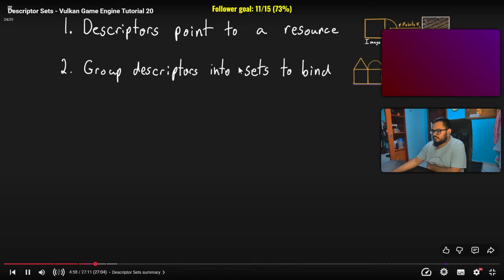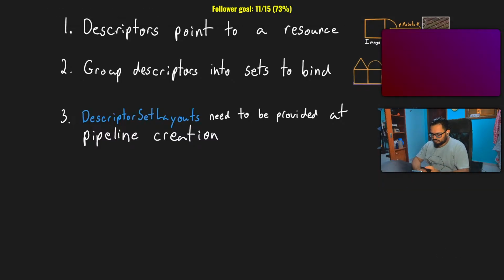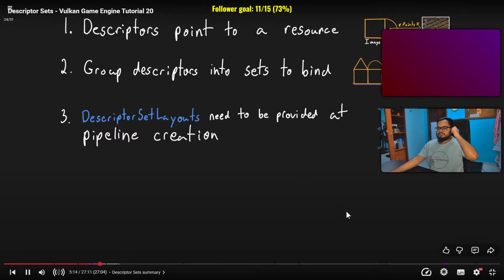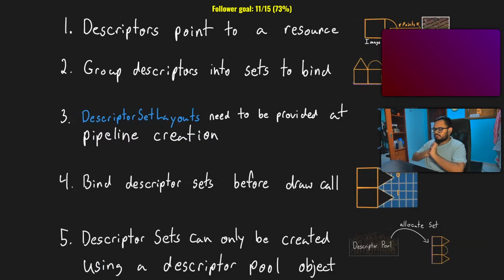Descriptors need to be grouped into sets before being bound, so in Vulkan you cannot bind an individual descriptor. A descriptor set layout is like a blueprint that is provided for pipeline creation. This way the pipeline knows what to expect in terms of how many sets, what types of descriptors they contain, and at which binding. Before making a draw call, we need to bind each descriptor set to slot into the active pipeline. And finally, descriptor set objects can only be created by being allocated from a descriptor pool.